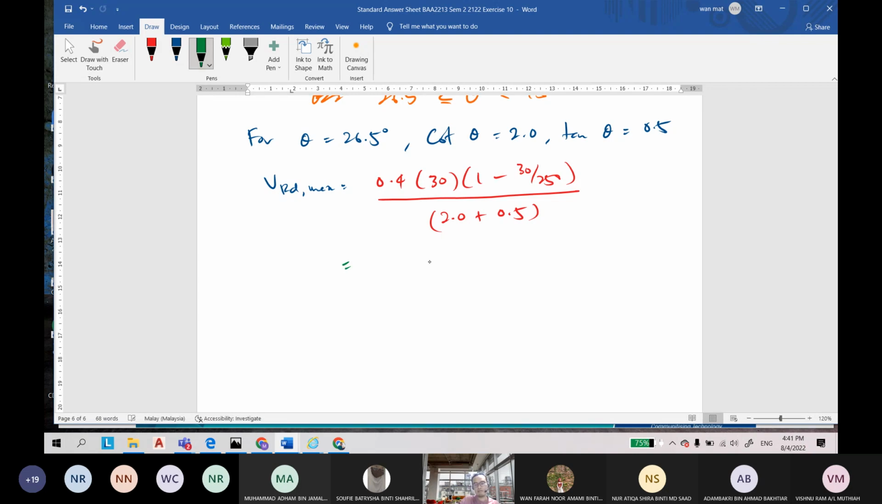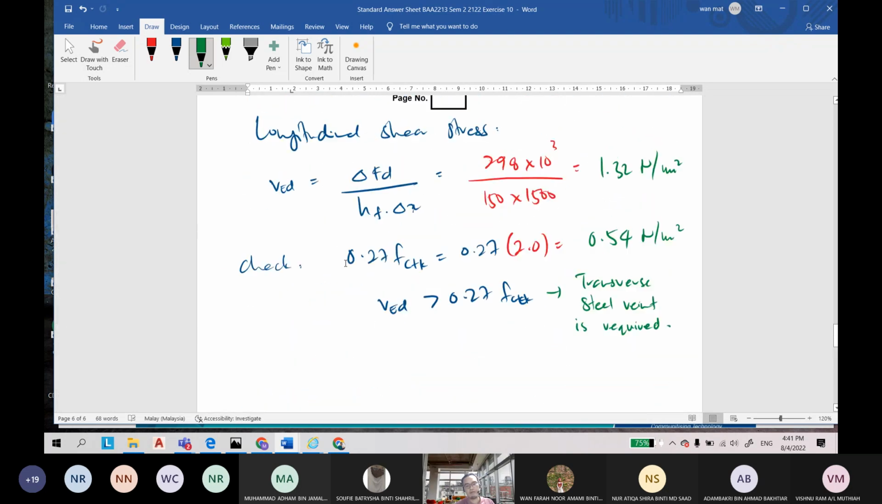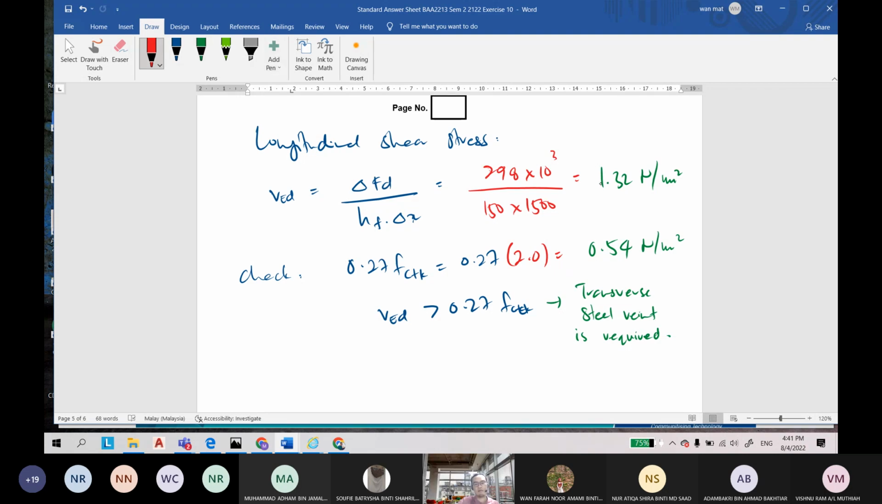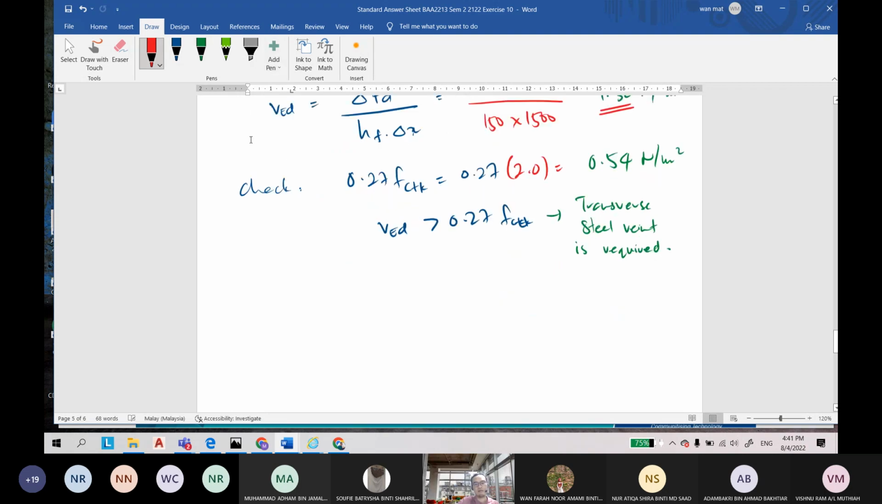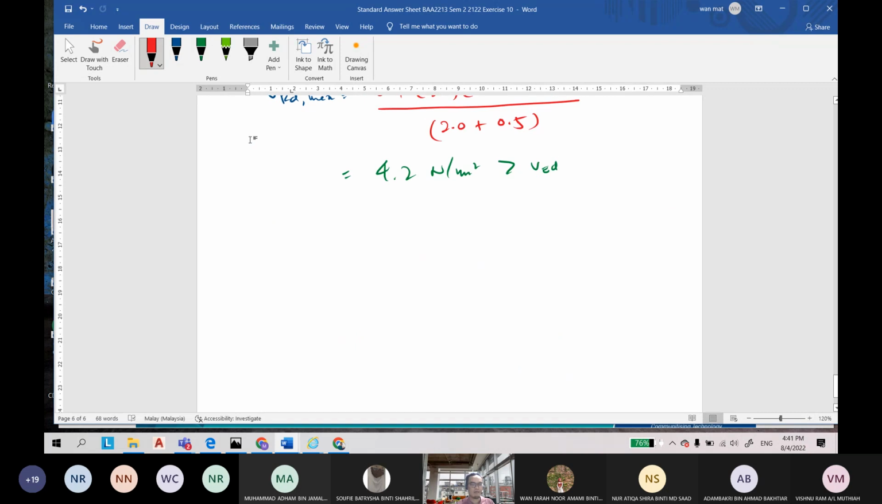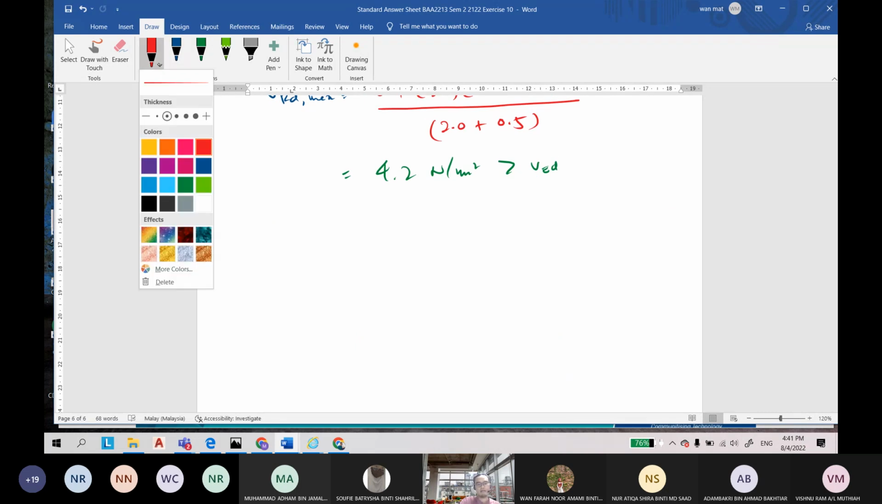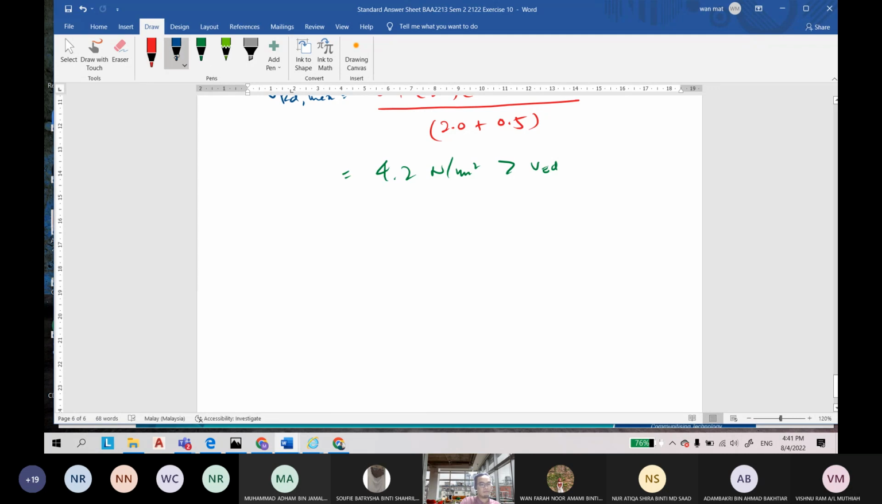Okay, anybody have the answer? 4.2 Newton per millimeter square, greater than the VED. The VED we calculated before, this 1.32, is greater. So just like in the case of the rectangular beam.